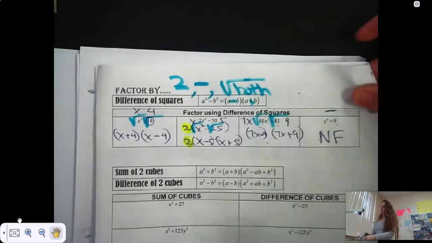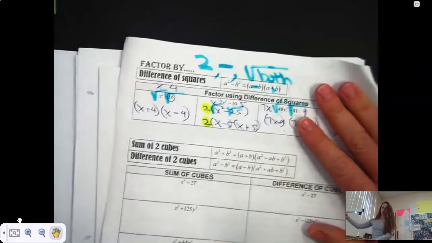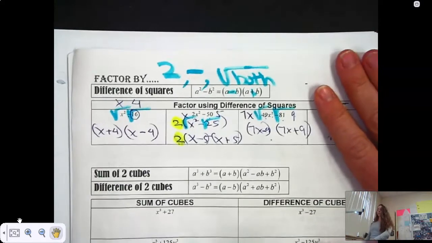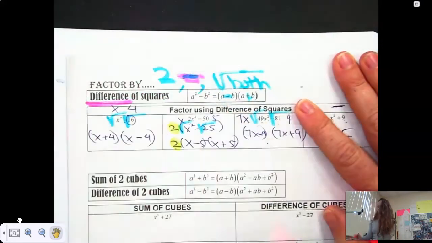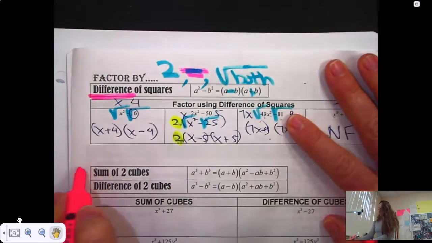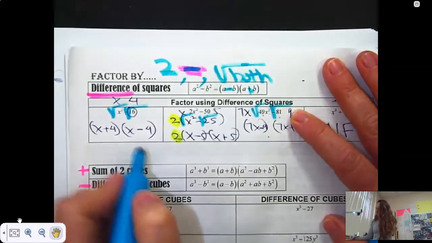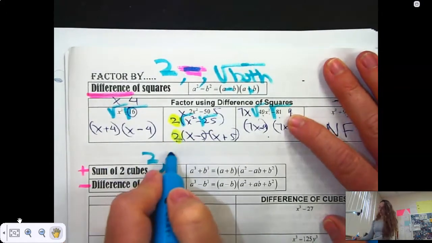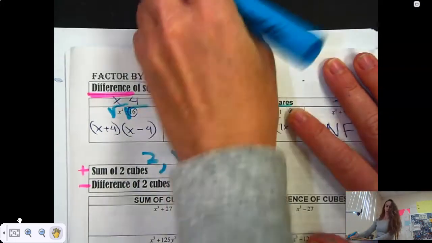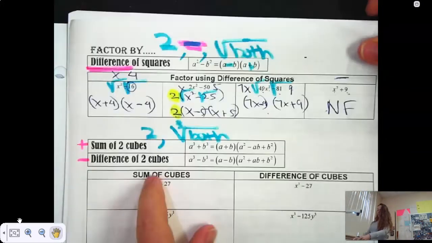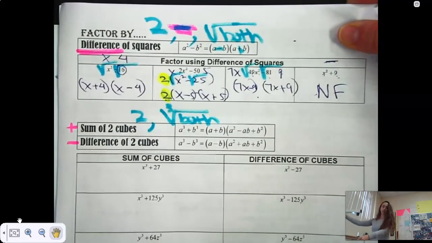Okay? So we did difference of squares. Now we're going to do sum of cubes. Okay? So, if you'll notice in this one, there is just the difference of squares. That means there's got to be a minus in the middle. But this one has the sum of cubes and the difference of cubes. Okay, so what is the rule? There's got to be 2 of them, and you've got to be able to cube root both of them. Okay? So, notice the difference. If it's difference of squares, it has to be a minus. But if it's sum of cubes or difference of cubes, it doesn't matter if it's plus or minus.